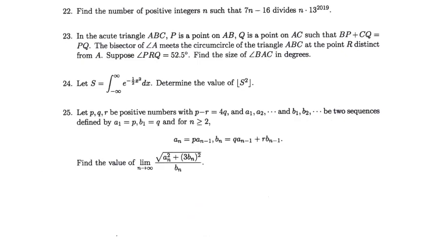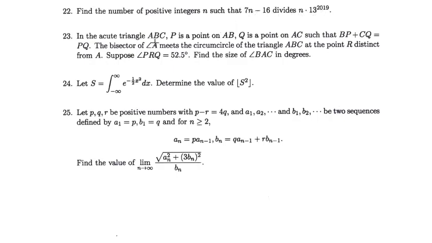SMO, Singapore Mathematical Olympiad 2021, open section, first round. Problem number 22. Find the number of positive integers n such that 7n minus 16 divides n times 13 to the power of 2019.